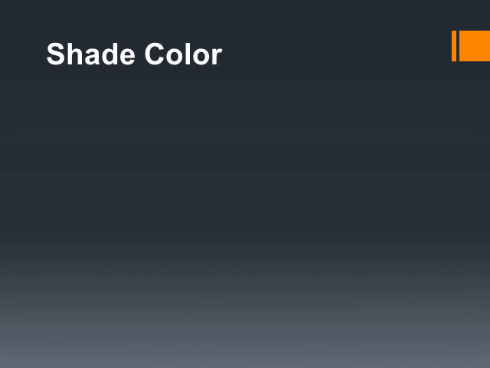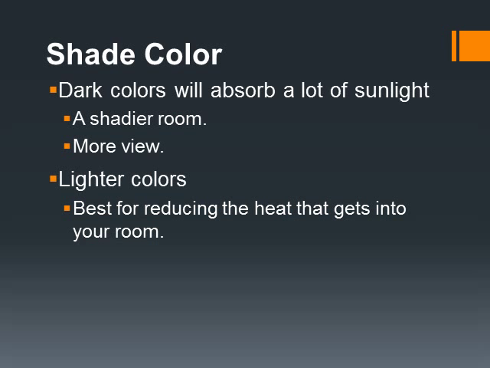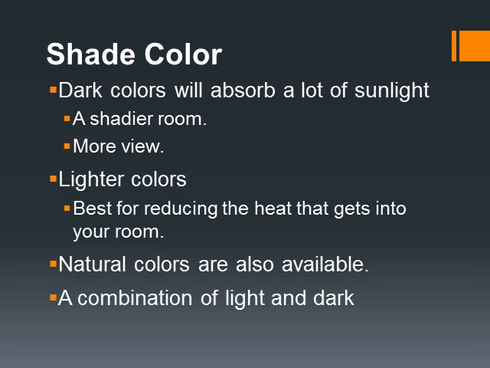Now let's look at solar shade color. As you would expect, dark colors will absorb a lot of sunlight, which can result in a shadier room and a better view. Lighter colors for your shade fabric will be best for reducing the heat that gets into your room. Natural colors are also available to give you more window treatment options. Finally, some solar shades will combine the two and use a darker color on the inside of the room with a lighter color facing the sun.